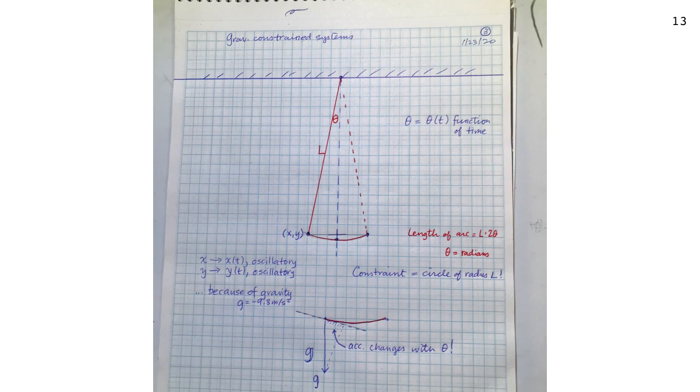And so now if you consider the position here, let's call this x comma y. We can make this the origin of the coordinates if we want, right there for x and y. X and y are going to oscillate just because the pendulum oscillates, right? So x will be x of t, and it will be oscillatory.